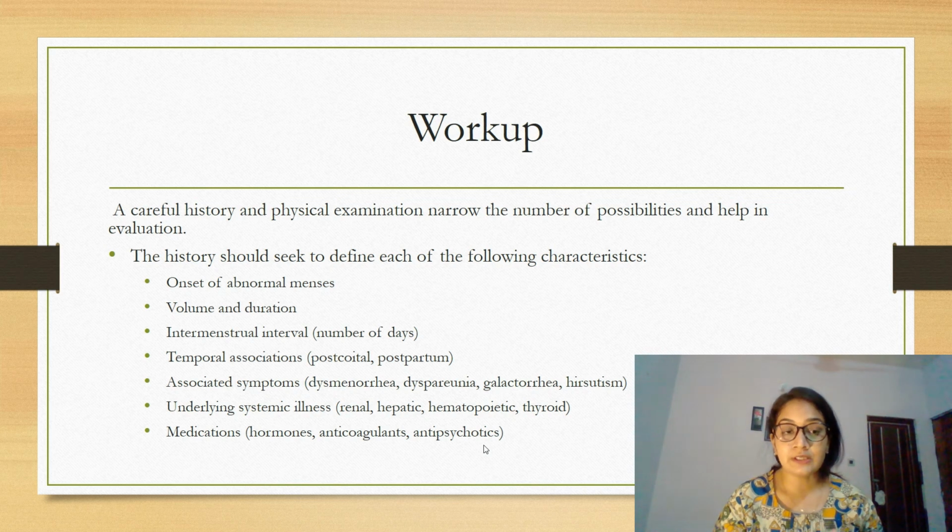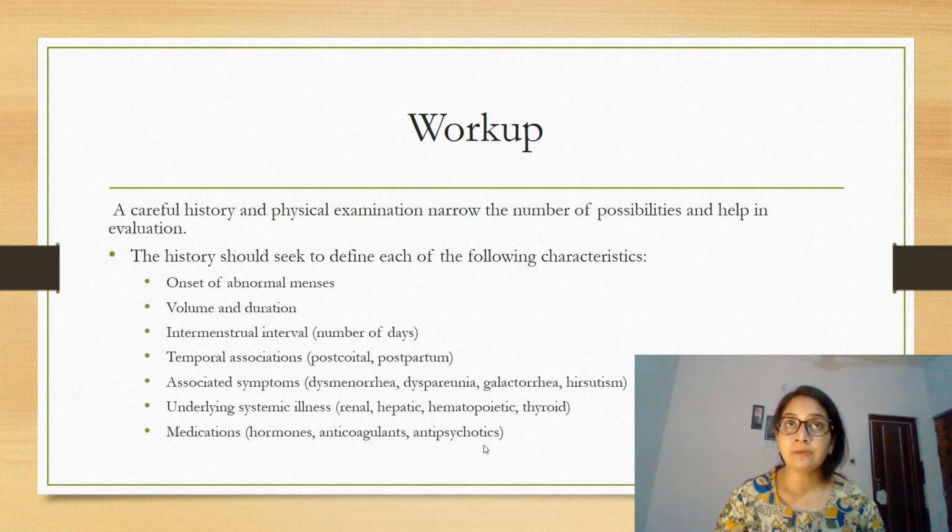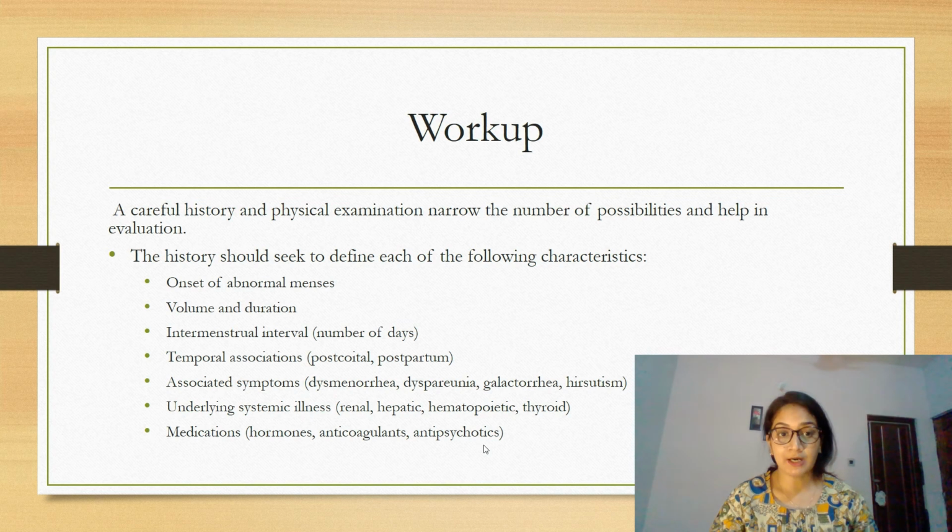First and foremost is history taking. When was the onset of menses? When she had her menarche? How was the volume, duration? Whether she had any intermenstrual bleeding, like bleeding between periods? Any temporal association? Whether she had this during coitus, like postcoital? Whether it was coming after childbirth, like postpartum?